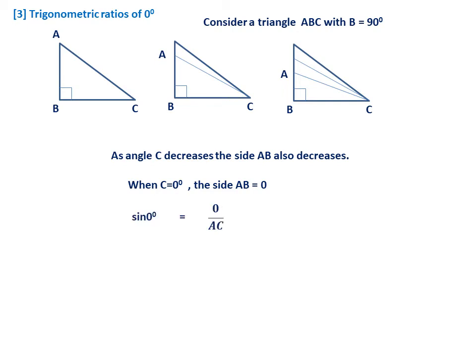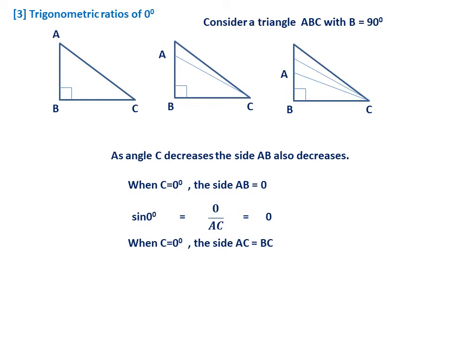And sine 0 will be equal to, by definition, 0 by AC, because the opposite side AB becomes 0. By definition sine C is AB by AC. But now AB becomes 0. So this is 0. This is the reason.